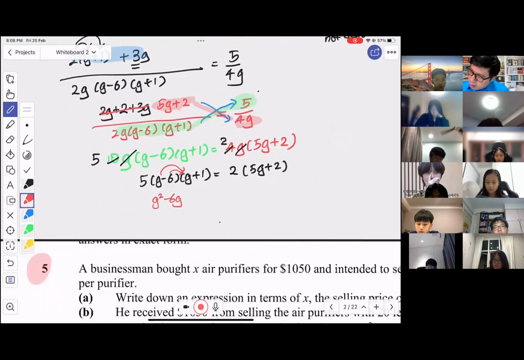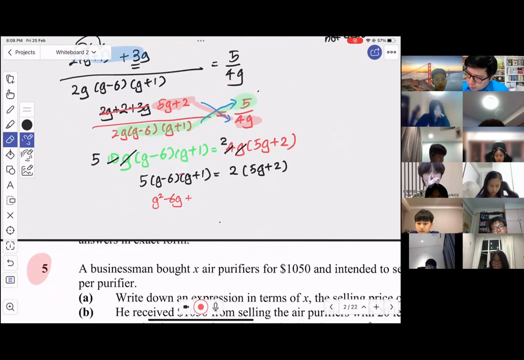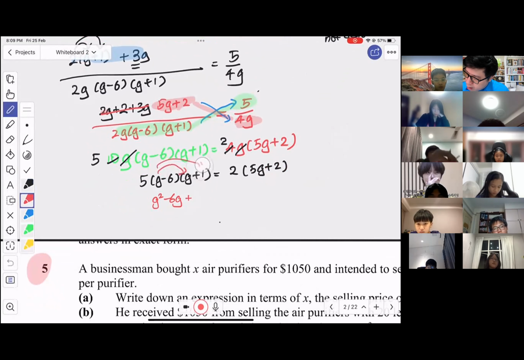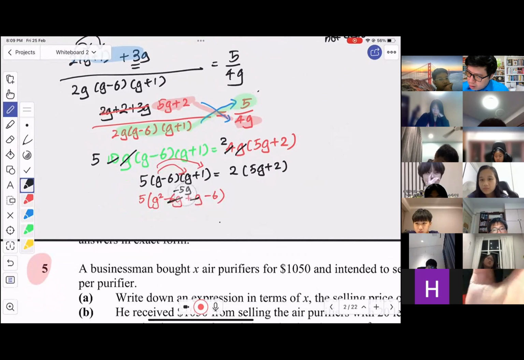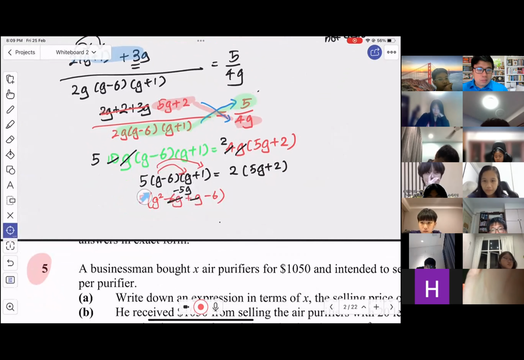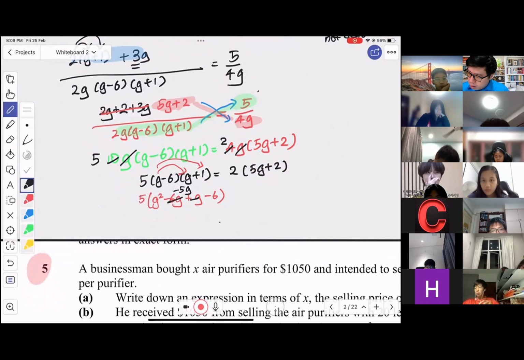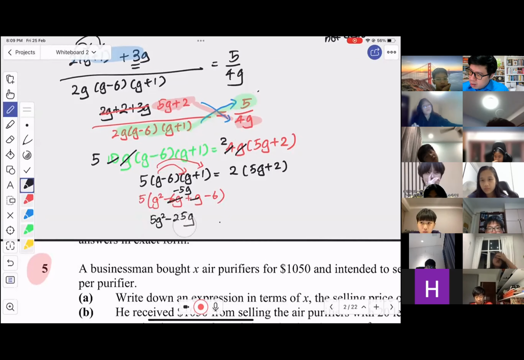Then after that, g minus 6, times g squared, plus g minus 6 multiplied by 5. This will be the same as minus 6 plus g, that will be minus 5g. 5 multiplied by g squared, 5g squared minus 25g minus 30. Okay, this is just the left-hand side.